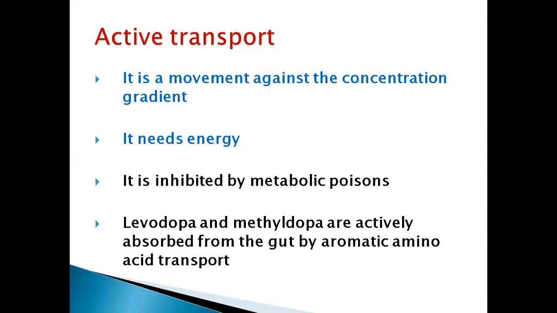So active transport is a movement against the concentration gradient. It needs energy. It is inhibited by metabolic poisons. Levodopa and methyldopa are actively absorbed from the gut by aromatic amino acid transport.